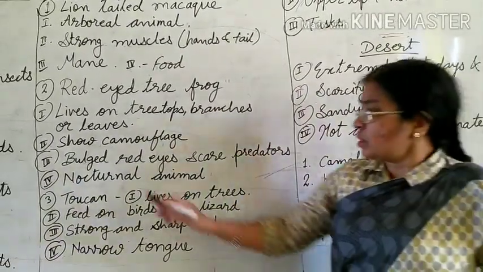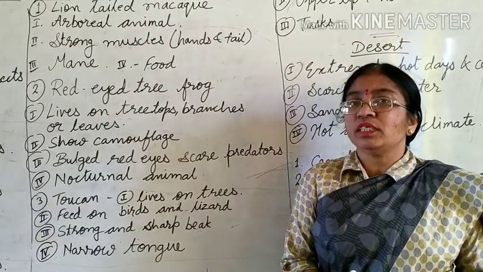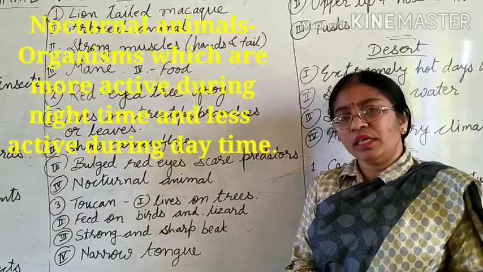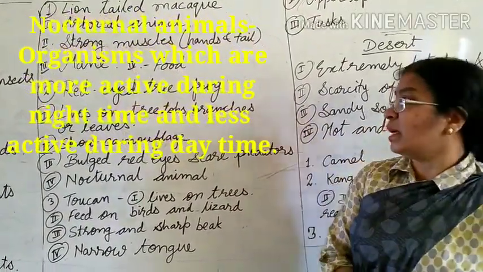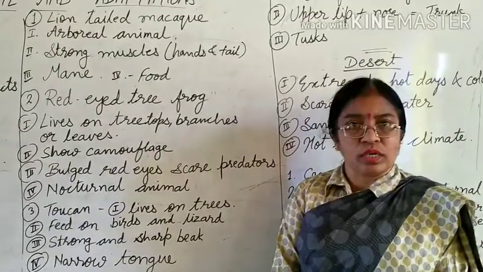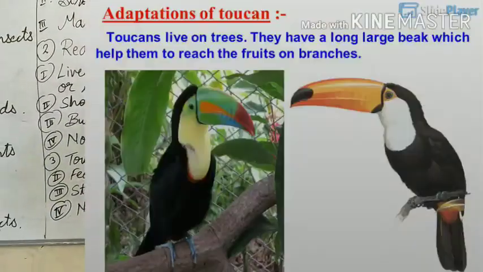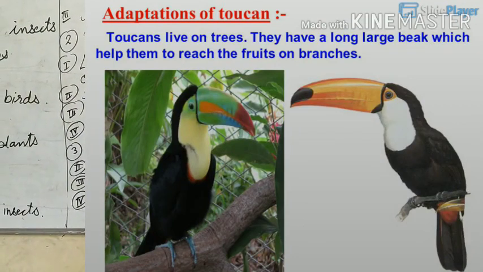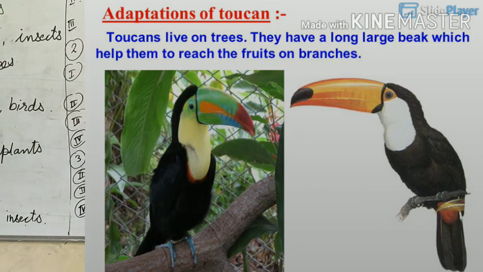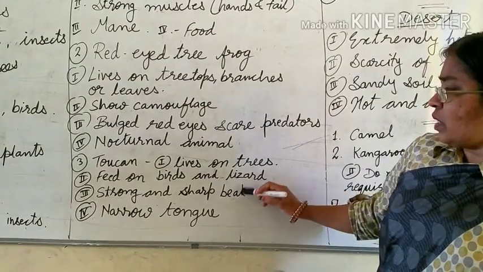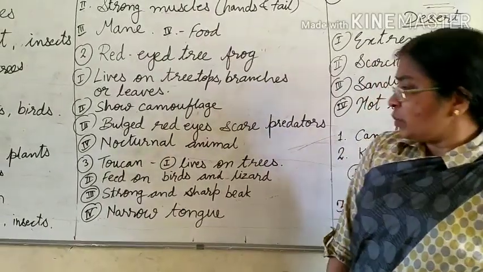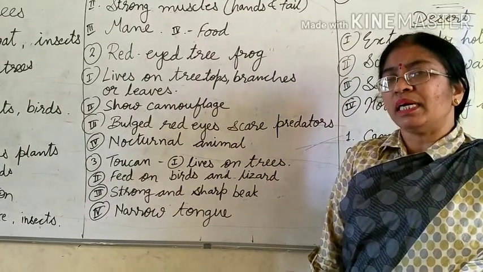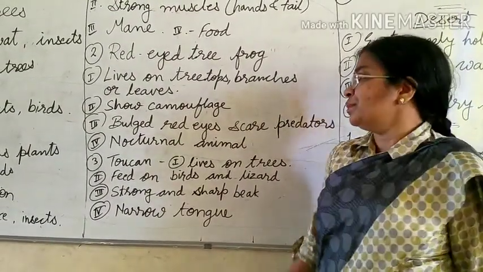Now nocturnal. Nocturnal means those organisms which are more active during night time and less active during daytime, and this frog is also nocturnal. Now toucan. This lives on trees and feeds on lizards and birds found nearby, and it has a strong and sharp beak which you can see in the picture. One narrow tongue is also found. With the help of that, it can easily swallow its food.